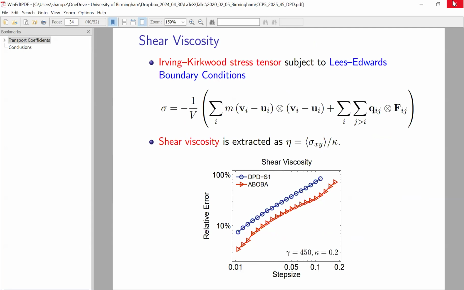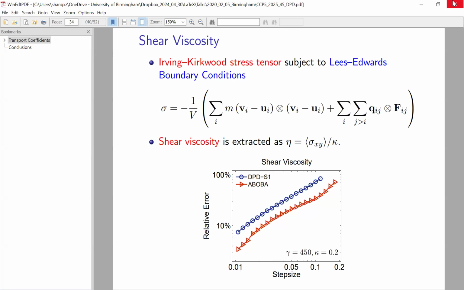We also compare the shear viscosity. Here we don't use any of the AMD or Norton approach. Here we use the more standard Irving-Kirkwood stress tensor subject to Lees-Edwards boundary conditions, so we shear the system. This is more consistent with real experiments. Then we can extract the shear viscosity by using this formula. The sigma xy is just the xy component of the stress tensor, and kappa is the shear rate.